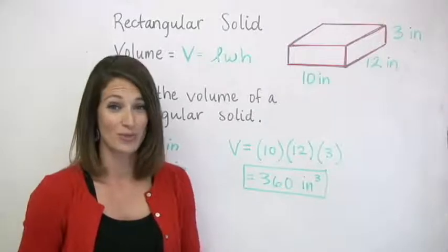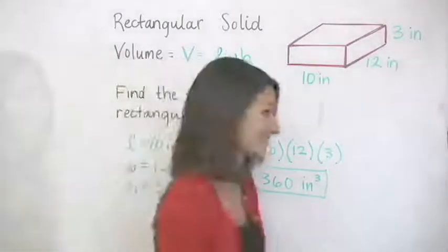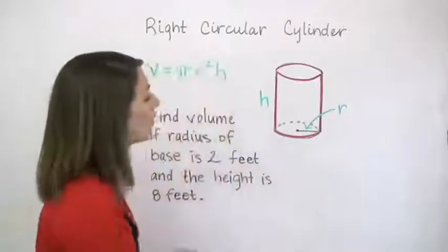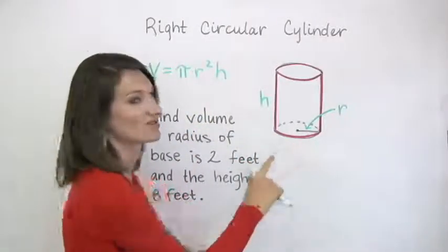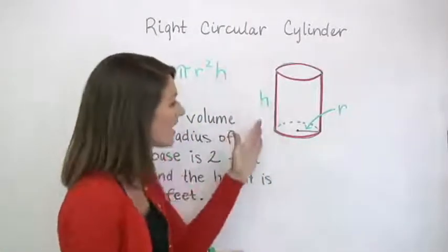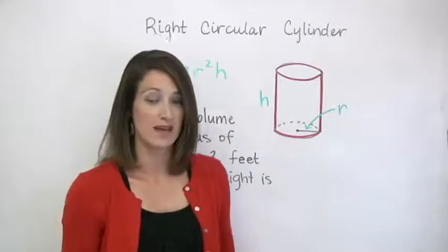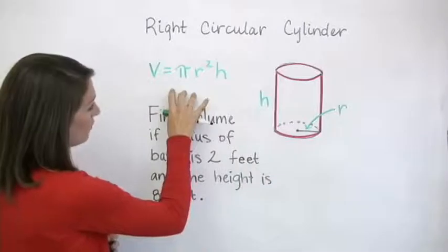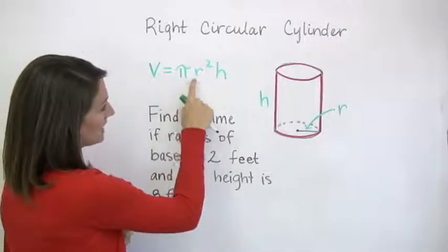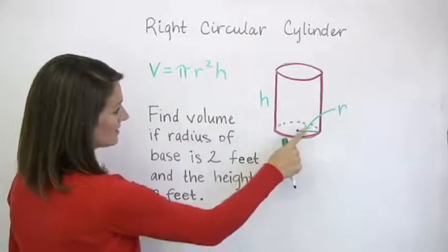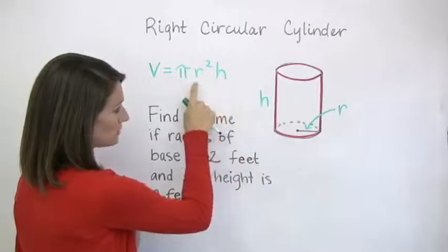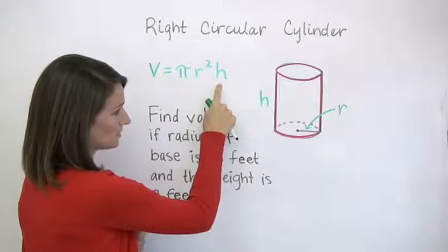Now let's move on to right circular cylinders. For right circular cylinders, it's important to know that the base of our cylinder is a circle and the vertical sides are perpendicular to the base. Now when we have a cylinder like this, we can use the formula for volume of pi times the radius of the base squared times the height. So the radius is represented by r and the height is represented by h.